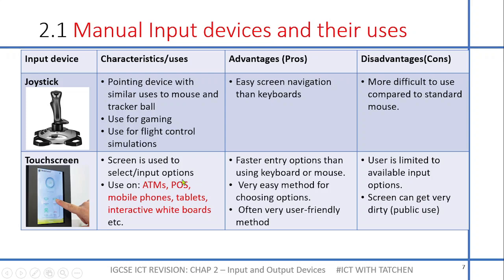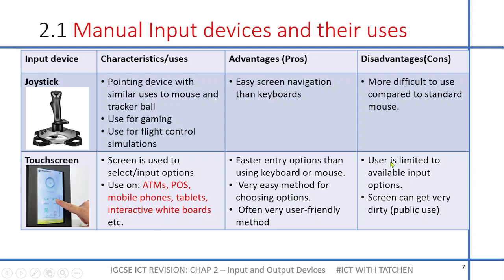So they function as input devices, and later on you also find out that touchscreens function both as input and output devices. Now, what are some advantages of touchscreen? Faster entry options than using the normal keyboard or mouse. Very easy method for choosing options, and they are also very user friendly.